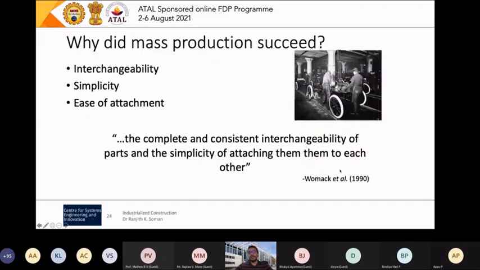So in this idea, there was a big study looking at the success of the mass production system by Womack and Jones in 1990. And the idea of the success is the simplicity. Everything was simple. It's not like you need a huge skill set to assemble it. There was interchangeability. Whenever something fails, there are things which you could change, and everything locked on to each other easily. There were not a whole bunch of tools needed to put it together, so it attached very easily.